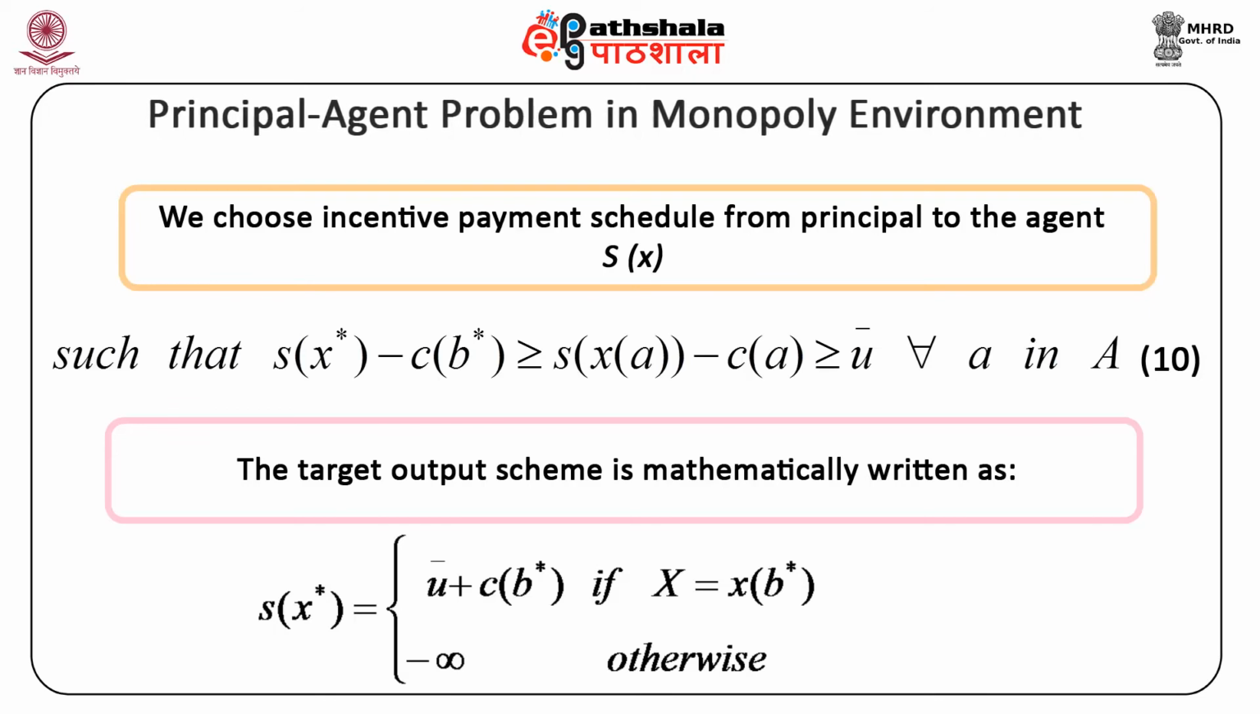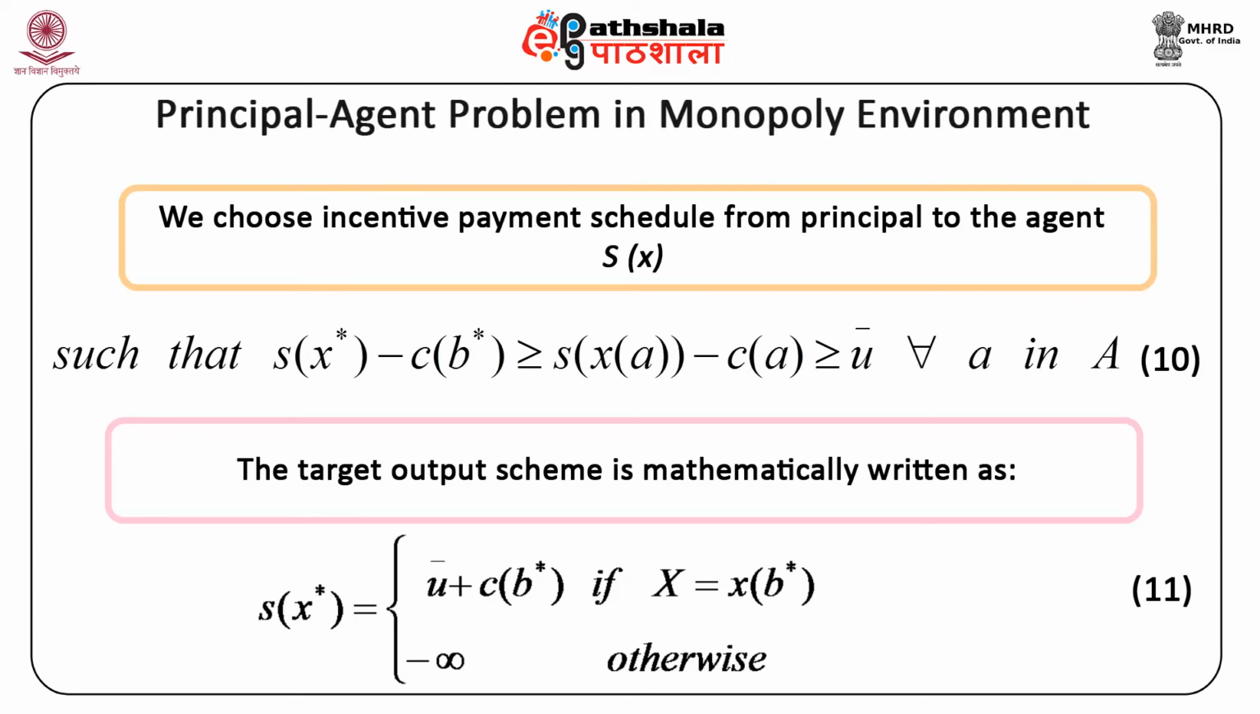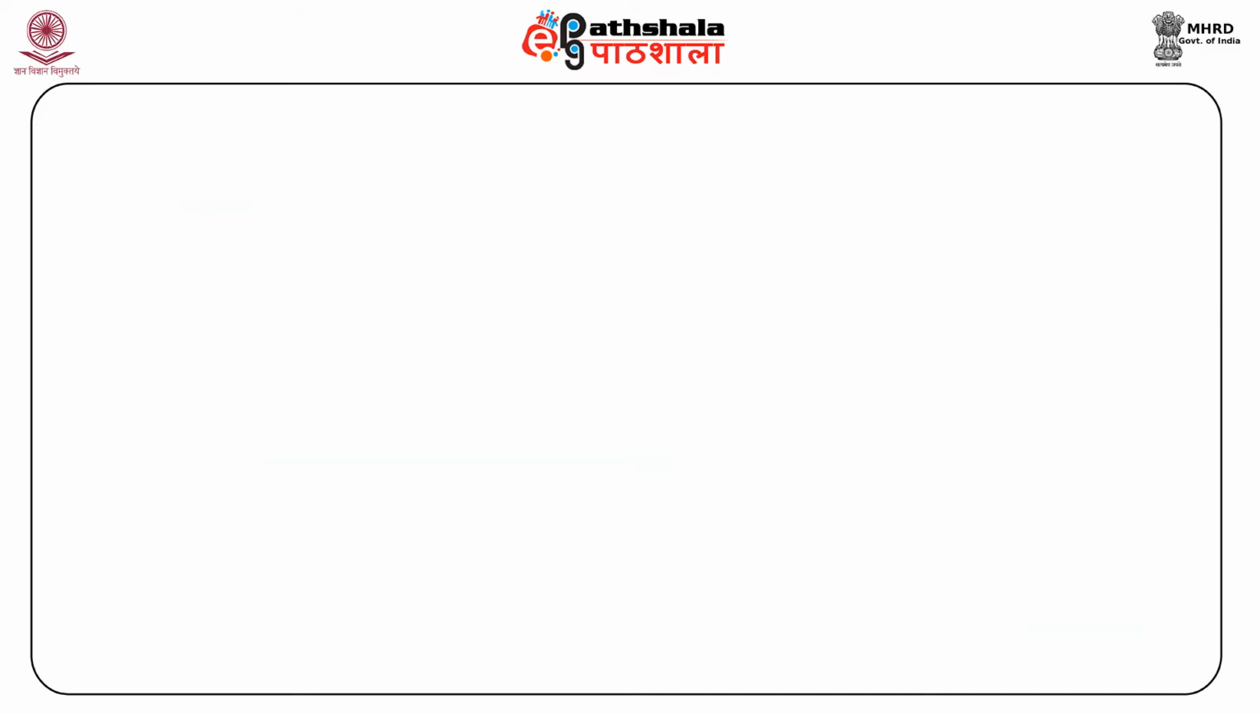This is given as equation 11. In the above target output scheme, we set a target output of X star, where the target is given to the agent to achieve the output. If the agent fails to achieve the target, then he won't receive his reservation price and severe punishment will be imposed on him. Similarly, many such incentive schemes can be designed to solve the incentive problem.